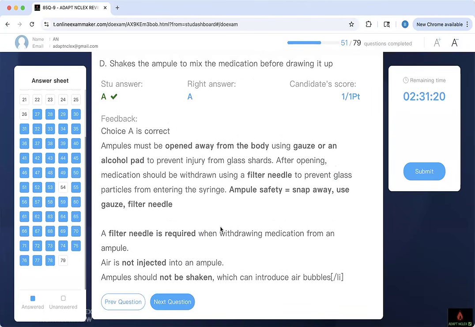The amp must be opened away from the body with the gauze or alcohol pad to prevent injury because it breaks away. After opening, the medication should be withdrawn with what? A filter needle, to prevent the glass particles from getting into it. That is the amp safety. Snap away, use the gauze and the filter needle. The filter needle is required to withdraw it. Then you can use an injecting needle. That's the key. Filter needle to withdraw and use an injecting needle.